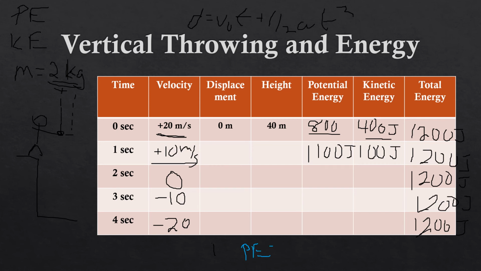PE equals mgh. Our PE is 1100. Our mass is 2. Our gravity is 10. And we're solving for our height. So it's just 1100 divided by 20. So our height is 55 meters. Okay? So if the height is 55 meters and displacement is the difference from where you start to where you are, 40 plus what is 55?